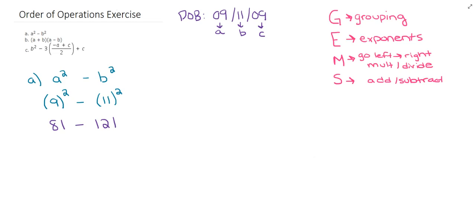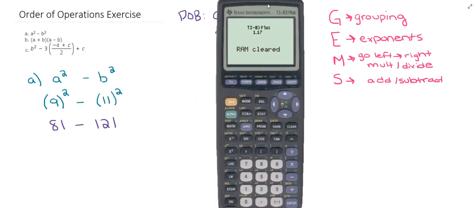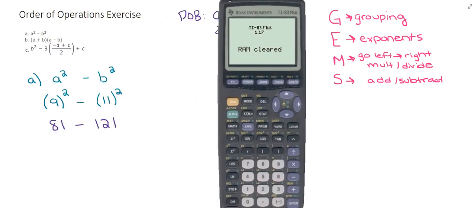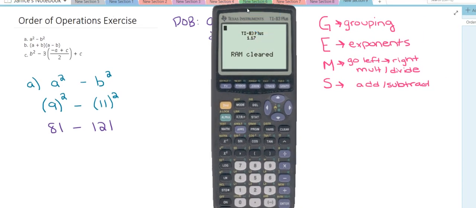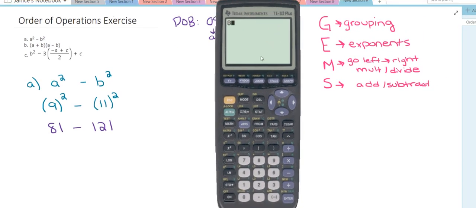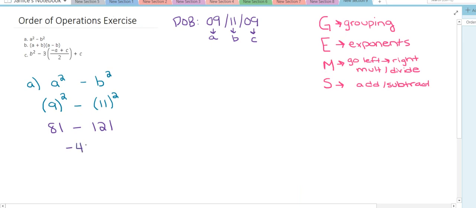So let me go ahead and pull up my calculator here so that we can see it. Let me make it a little smaller here. Oh, it's not going to work. There we go. Okay, so we're going to go ahead and do 81 minus 121, and that is going to give us negative 40. So the first answer here is going to be negative 40.